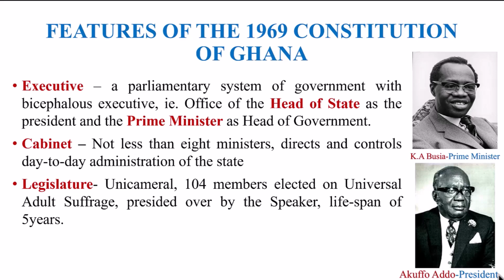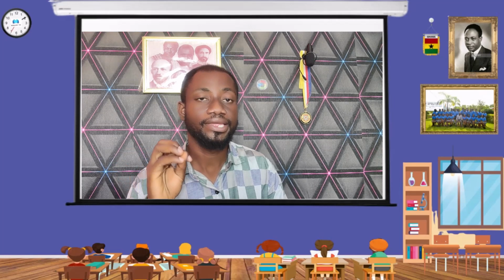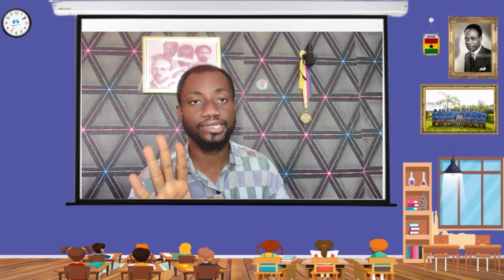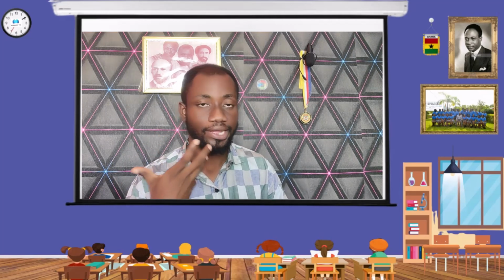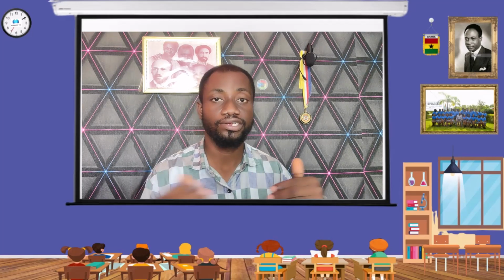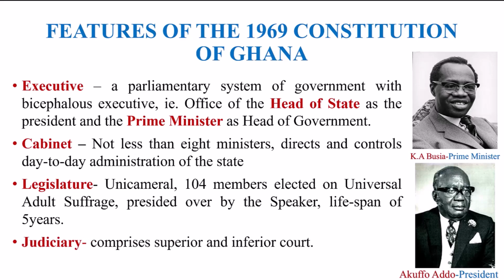So you find that this provision in the 1969 Constitution is quite different from the 1992 Constitution. Here, the members who will be elected to represent the people in Parliament were to have 5 years, but now I think it's 4. All right, and of course, once again, we have done so many lessons on the functions of the legislature, so we will skip the legislature and move on to another important feature of the 1969 Constitution. It also had to do with the judiciary.